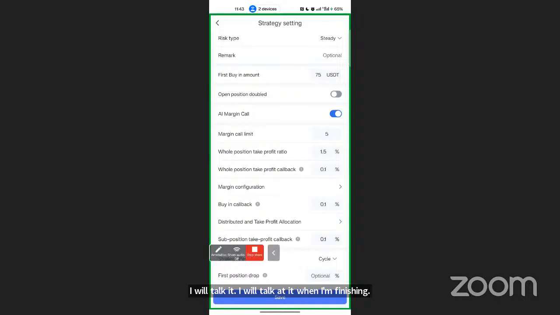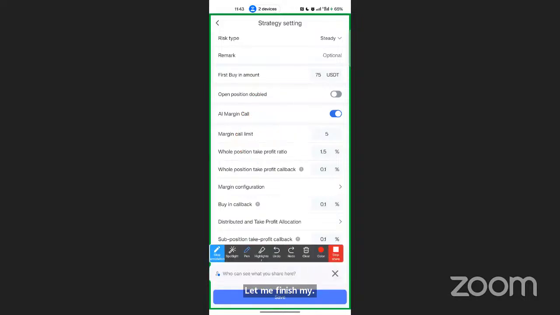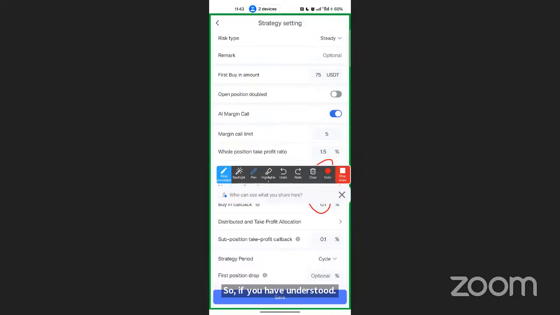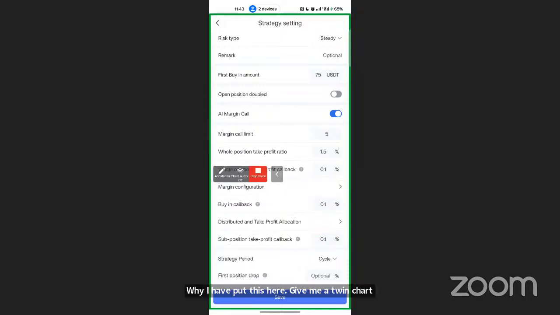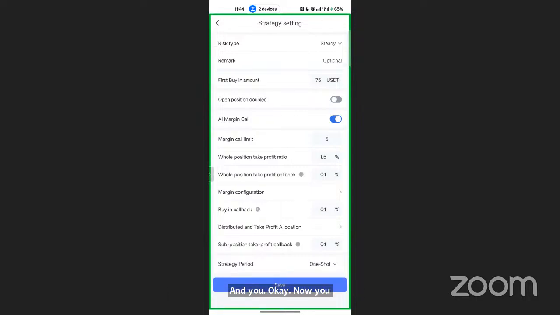So if you have understood why I have put this here, give me a 2 in the chat. Okay, now you understand where I come from. So I will put a one shot. Now let's go to margin configuration.